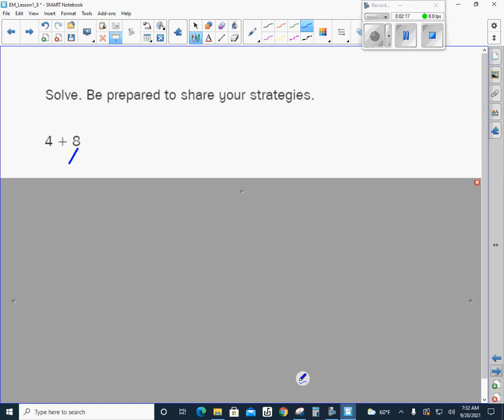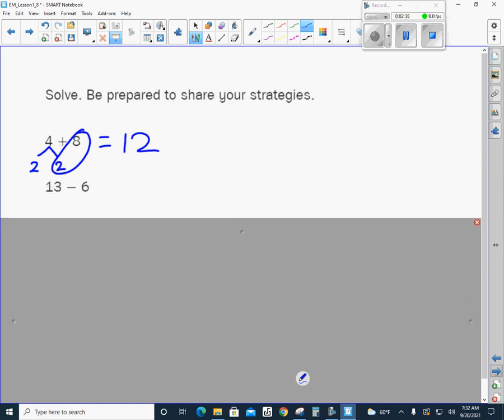Okay, let's pull down 2 from the 8. I'm sorry, 2 down from the 4. That way we can make 10. That leaves us with how many more? 2 more. So we have 10 and 2 equals 12. Okay, try this one.